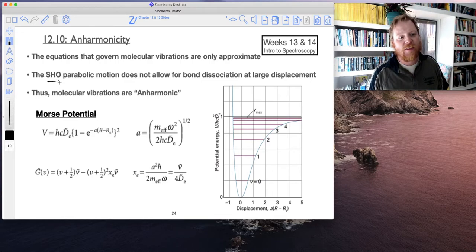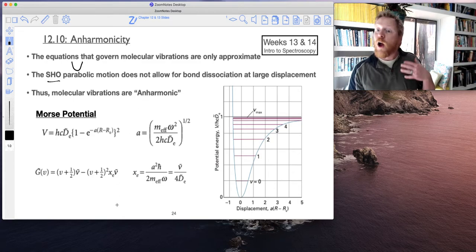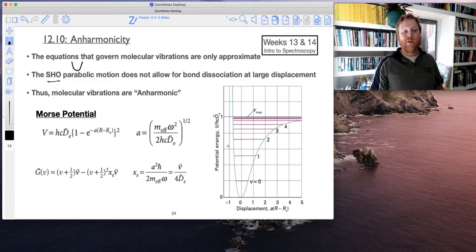So this simple harmonic oscillator model is this perfect parabola. So it's symmetrical. That's what makes it harmonic. Real molecular vibrations are anharmonic. In other words, they can be broken. They are not symmetrical when we go to higher quantum numbers. And we can see that given here by the Morse potential.